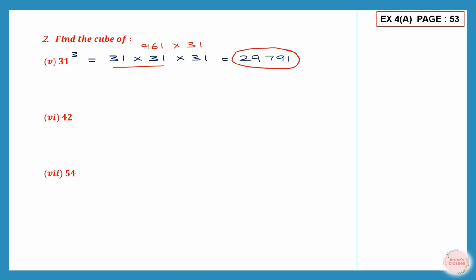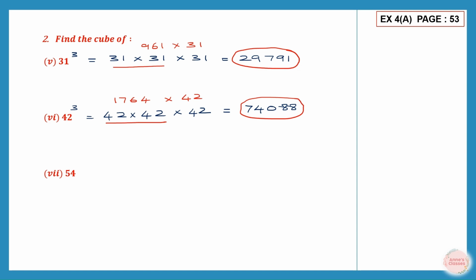Next one is 42 cube. So that is 42 into 42 into 42, 3 times. 42 into 42 is 1764. You multiply that with 42 and the answer that you get is 74,088. So this is our answer.